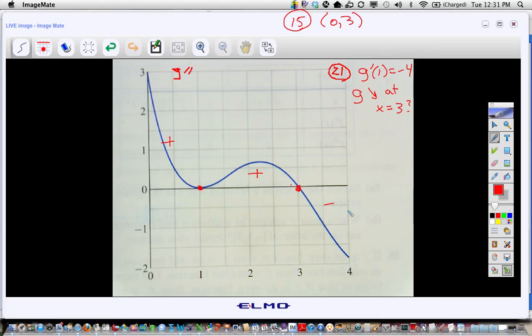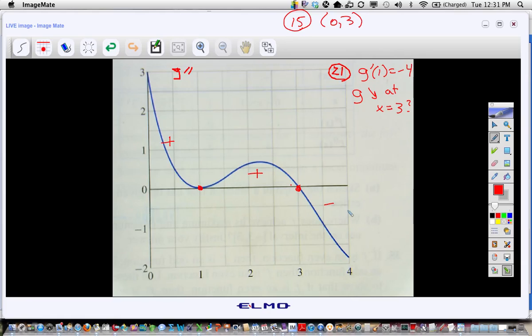Now, I may be a little bit lenient on this first quiz, but on the AP test, they're very specific about this. When they say justify that it's a point of inflection, you have to use both rows of the chart. You have to say it's a point of inflection because G double prime changes from positive to negative at 3, so G changes from concave up to concave down. That's why it's a point of inflection.